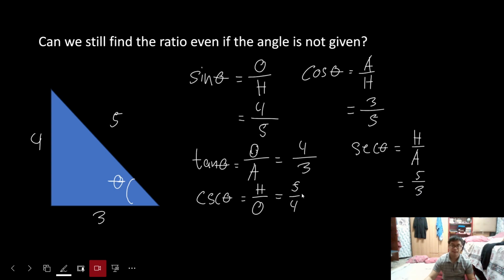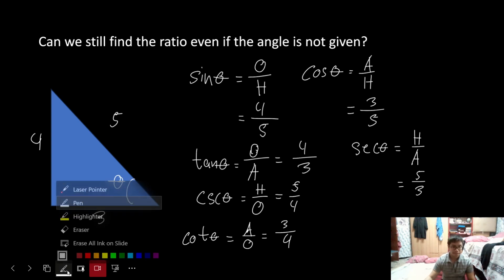All right, that's it. Now lastly, let's find your cotangent theta. Your cotangent theta is the reciprocal of tangent theta, or in short, adjacent all over opposite. So your adjacent here is 3 and your opposite is 4. And you're done. That's basically how you do it. So long story short, you can still find the ratio even if the angle is not given. Just be careful at what angle you're referring to.